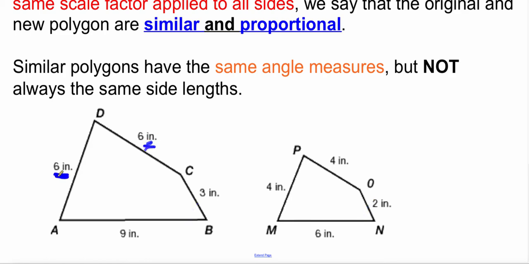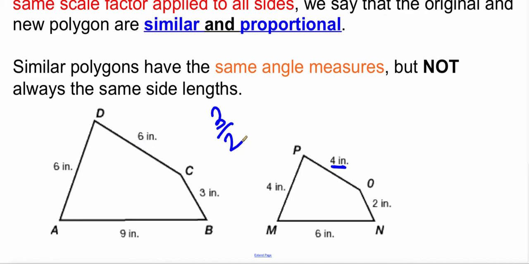So if I look at side AD, it is 6 inches. That corresponds to side PM, and side PM is 4 inches. Now the scale factor from the two sides is going to be 3/2. Now let's check this out. DC is 6 inches and PO is 4 inches. That is a scale factor of 3/2 again.